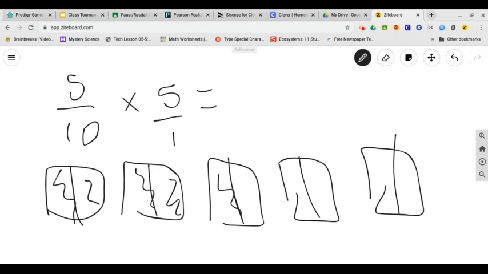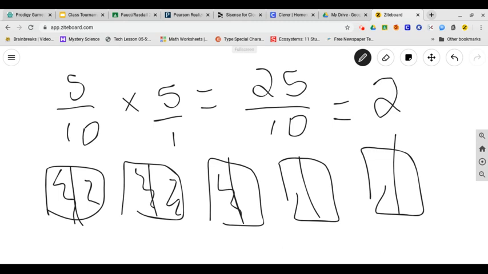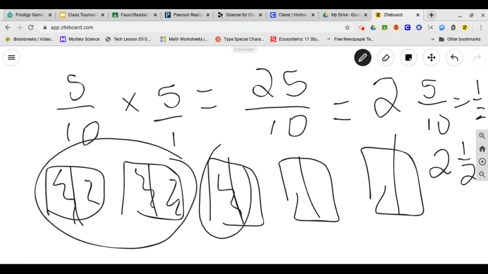Or I could do what we did yesterday, which is put the whole number over 1. Then do top times top, which is 25 over 10. 10 times 1 is 10. 10 goes into 25 2 times, 5 left over. And we know 5/10 is a half, so it's really 2 1/2. And that's what we have here, 2 1/2.